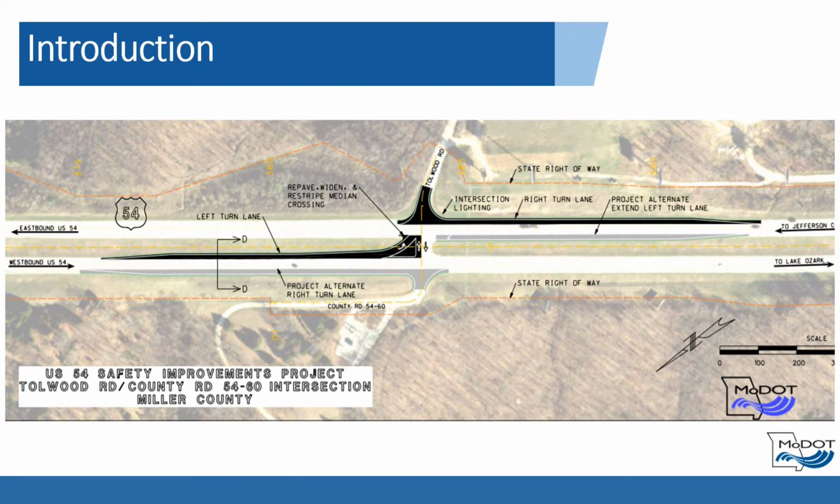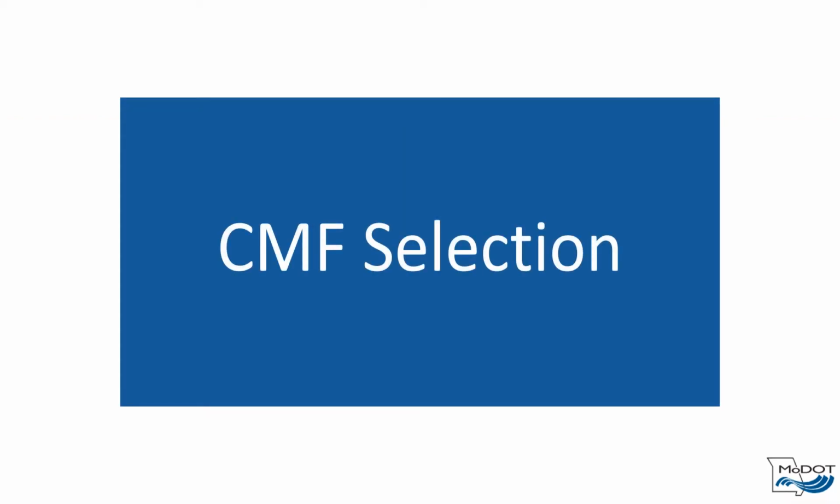One or more countermeasures may be proposed in order to alleviate the existing crash patterns at the location. Countermeasure selections should be vetted through a project core team. This will allow MoDOT to better maintain countermeasure selection and track historical performance. Once possible countermeasures are selected, the responsible party should determine the appropriate crash modification factors to apply to the analysis. Now that we know what crash modification factors, or CMFs for short, are, let's discuss how to select a CMF.